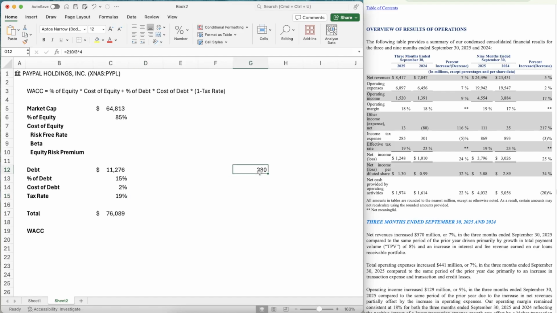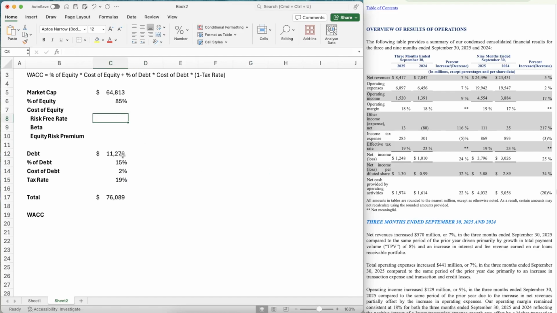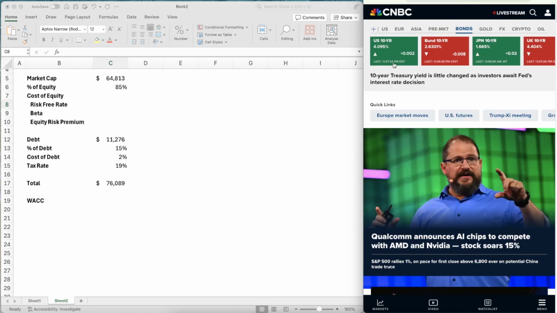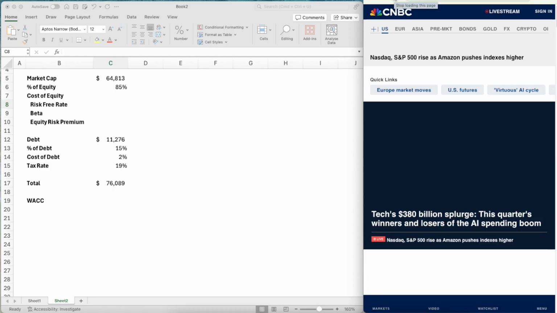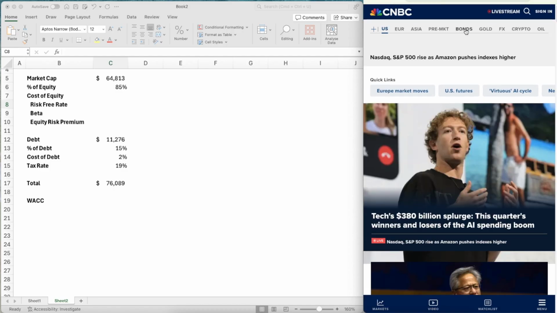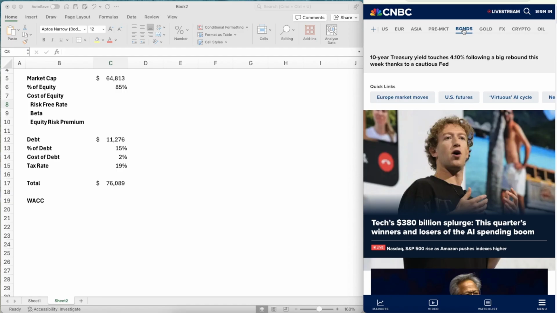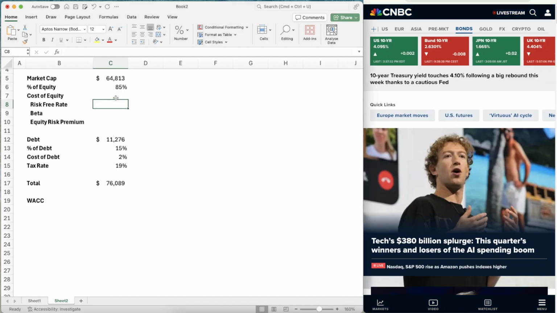Okay. Now we need to go on to the cost of equity. We've got all the other components. It's just this one here that we need to build out. And this requires a bit more effort. The risk-free rate is straightforward. We take the US 10-year, which is 4.095% at the moment. Let me just refresh to make sure that is the case. Bonds, 4.095%.